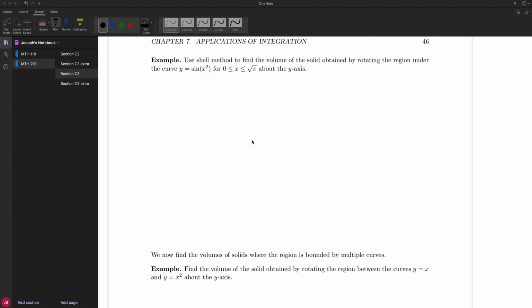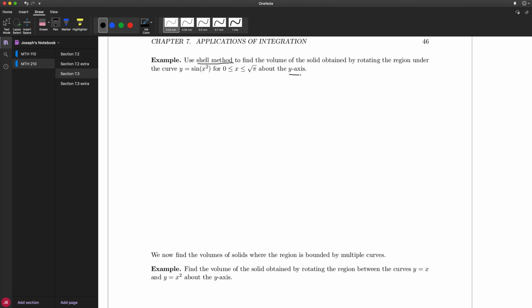We're now on the second page of the notes from section 7.3, page 46 overall. And here we're going to use the shell method. So we're being told here to use the shell method to find the volume of the solid obtained by rotating the region under the curve y equals sine x squared for 0 less than or equal to x less than or equal to root pi about the y-axis.